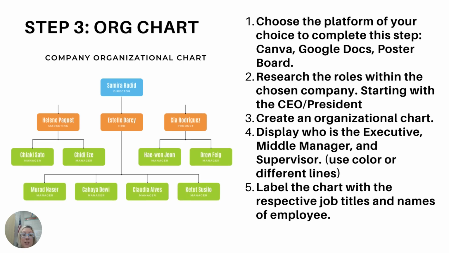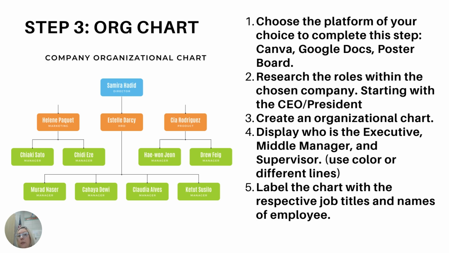Step 3 is you're going to take your company that you chose and you're going to research it, and you are going to find their org chart. So literally you're just going to honestly go to Google and type in Nike org chart, and a bunch of websites are going to pull up for you, and you can use any of them. Okay. But what you're doing is you're recreating their org chart. So you can do that on Canva, a Google Doc, or you can use poster board. I say that lightly. I'm going to have blank pieces of paper that you can create their org chart on.